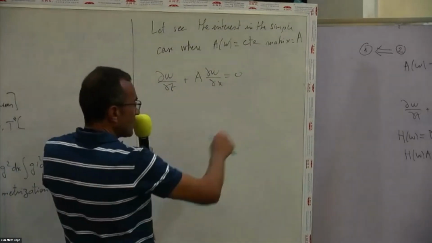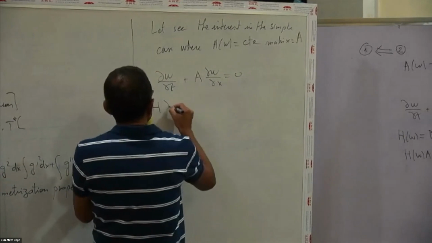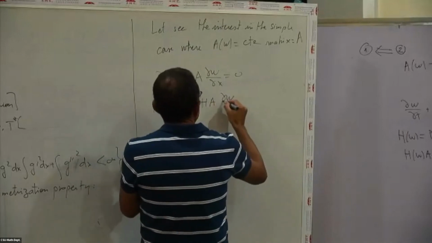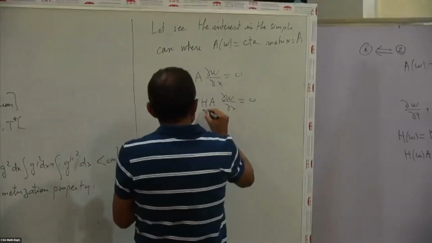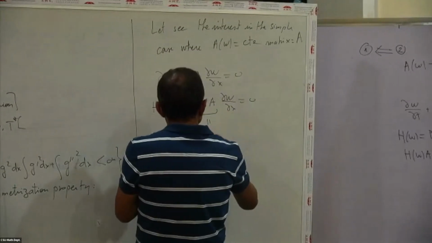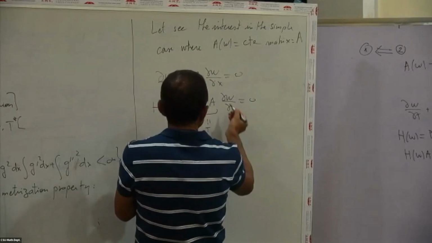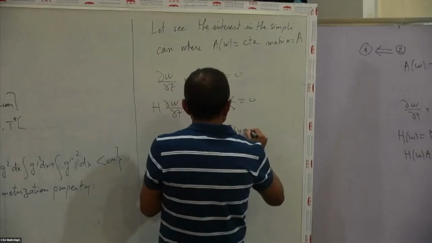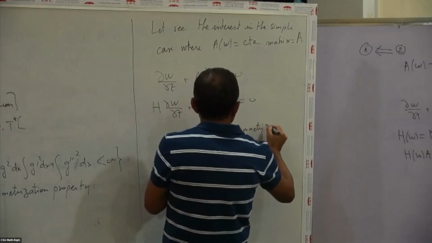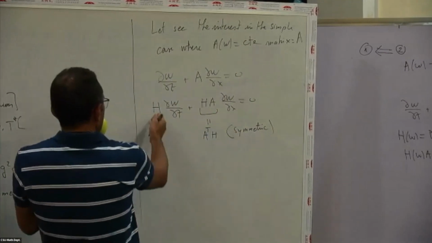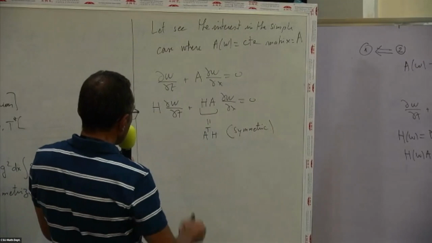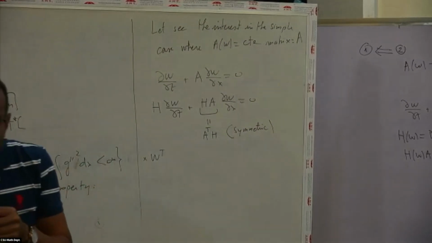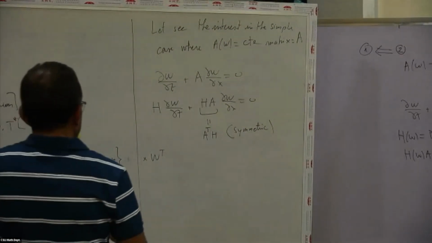So imagine that you have H, and you multiply by H. You get H W_t plus H A W_x. This is symmetric, and this is symmetric. This is equal to A star, A transpose, and H transpose is the same. Symmetric, and H is symmetric and positive definite. So now you multiply by W transpose, where W is a column vector, and by H.